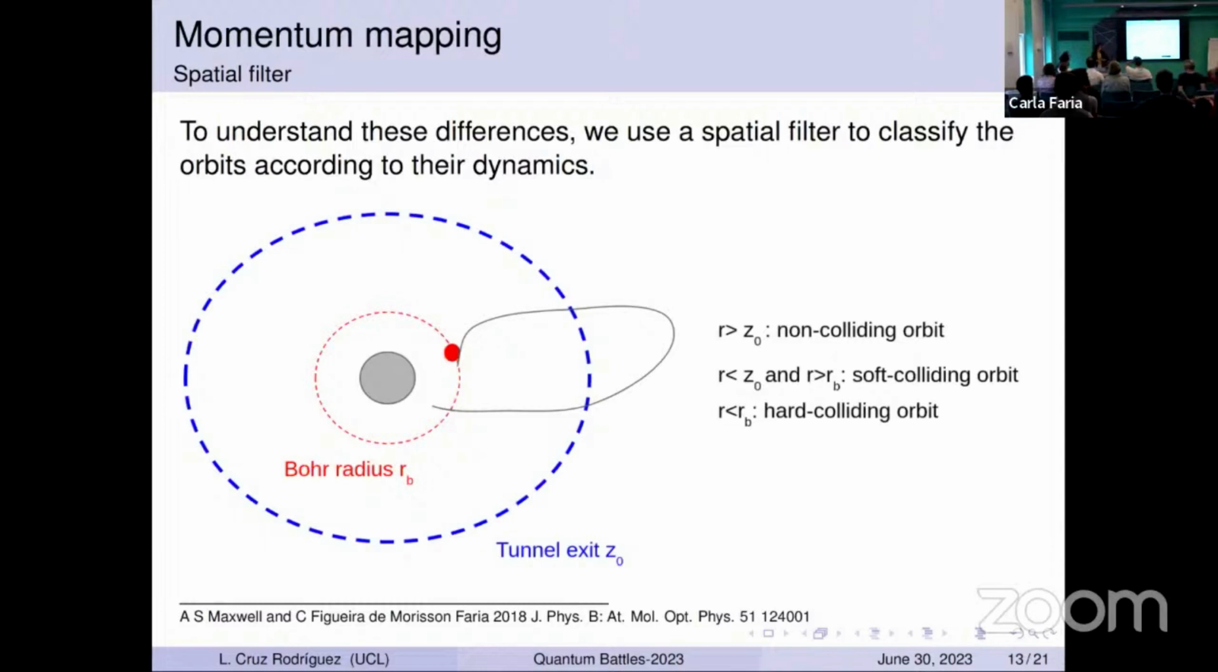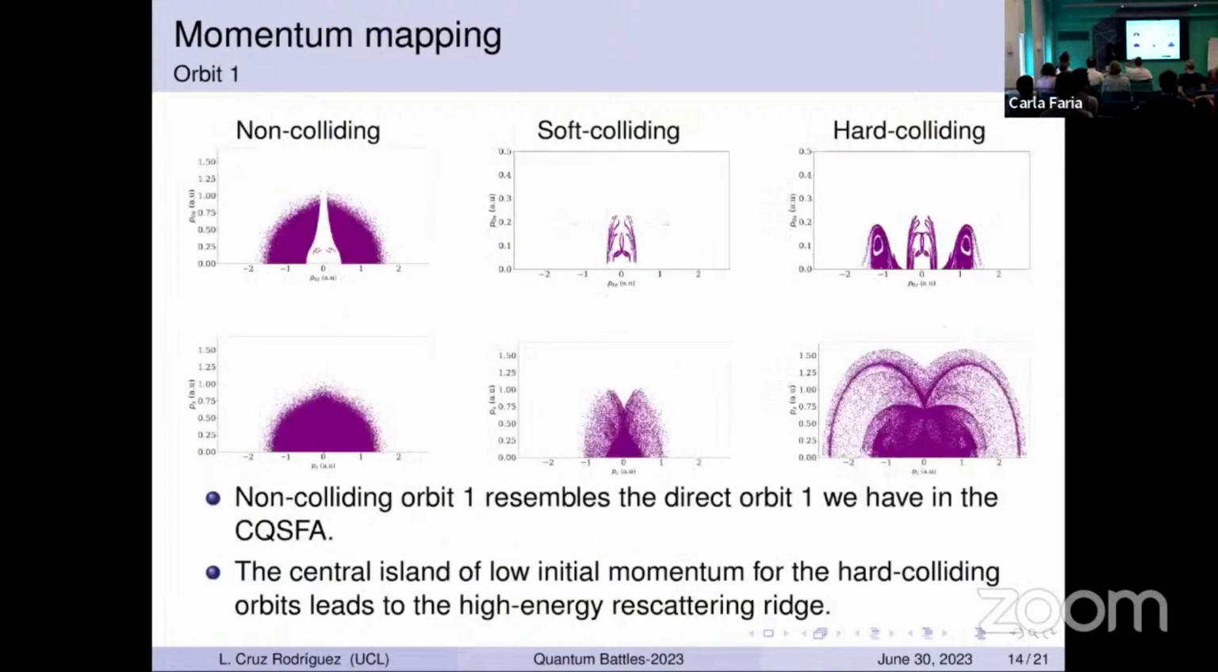And we apply this to orbit 1 again. This is the initial momentum, and this is the final. You can see that what we call the non-colliding orbit 1 is the one that resembles the CQSFA initial momentum, and we get some soft colliding and some hard colliding orbit 1, and the hard colliding ones lead to the scattering rings. In particular, we learned that the inner region, this region here, is the one leading to the rescattering rings.